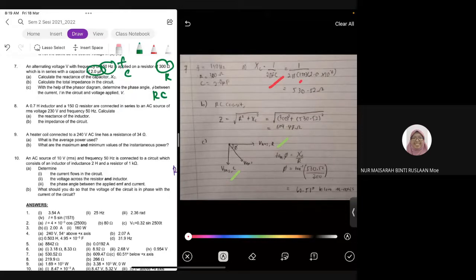C also given, 2 micro. So naik power of negative 6. So you get 530.52 ohm. Okay. Soalan number 2, they ask you to calculate total impedance.